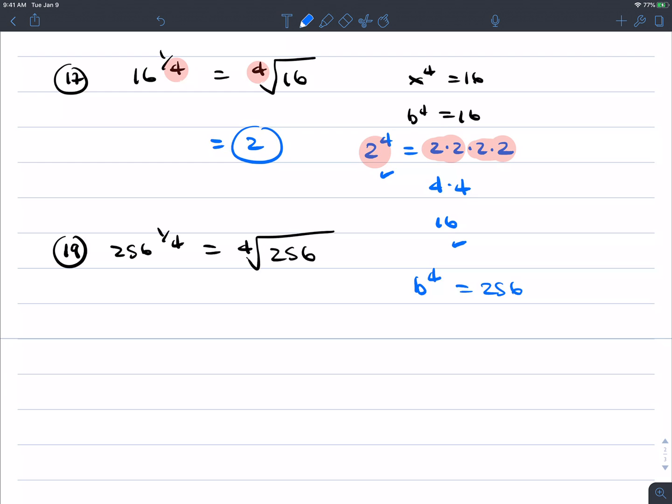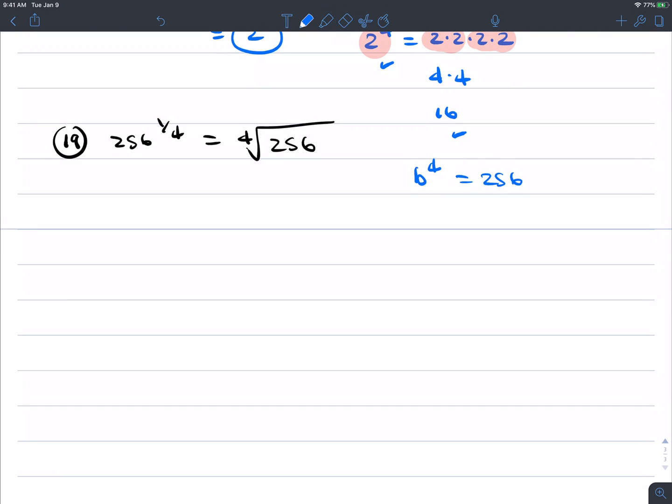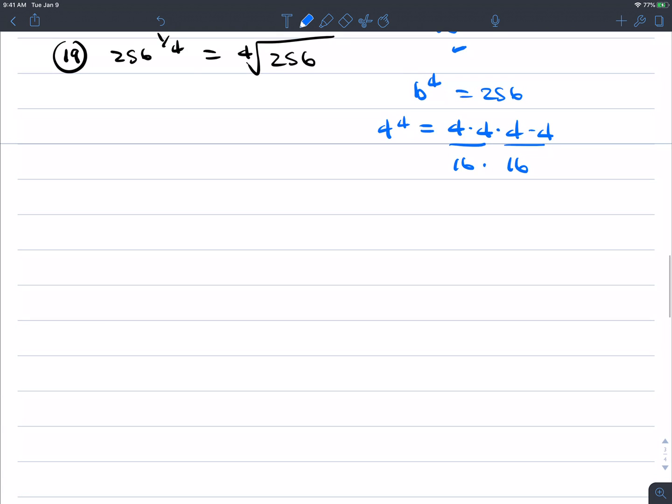So what do you think it could be? What base should we try? 4? Okay. So if we wanted to try 4, what's 4 to the 4th? Well, 4 times 4 times 4 times 4. 4 times 4, isn't that 16 times another 16? Okay. So I don't know what 16 times 16 is.